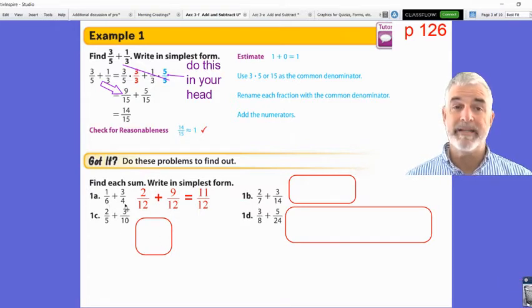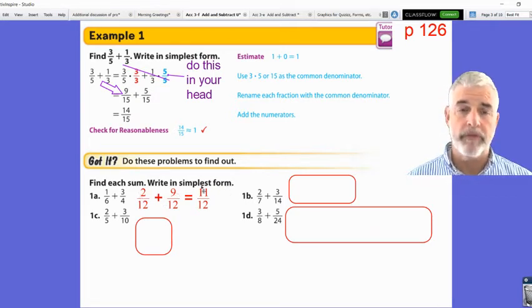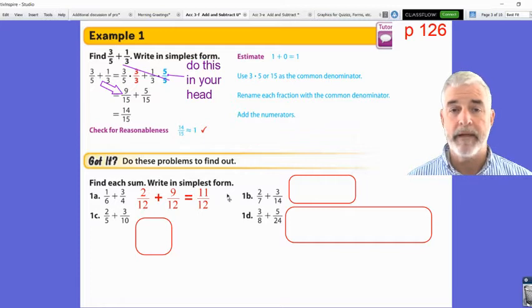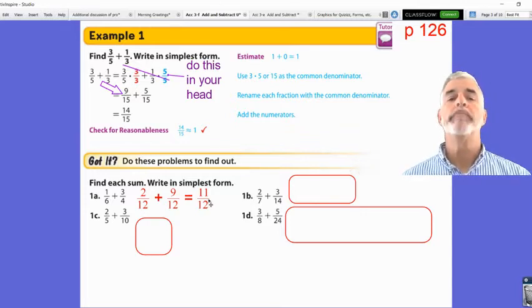If you did the easiest common denominator for this one, you would have 24ths. You'd end up with 4/24 plus 18/24 is 22/24, and then you have to simplify at the end. So it's always easier if you do the least common denominator, you have less simplifying to do at the end. All right, so go ahead and do 1B here.